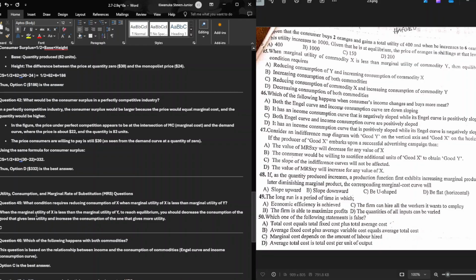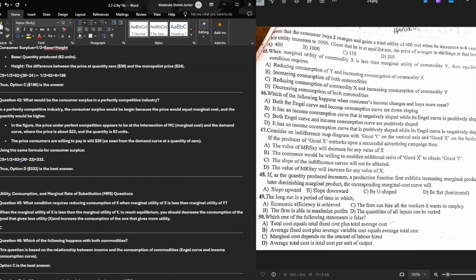When the marginal utility of X is less than the marginal utility of Y, to reach equilibrium, you should decrease the consumption of the good that gives less utility and increase the consumption of the one that gives more utility. Which good gives us less utility? When the marginal utility of a commodity is less, it is X. And increase the consumption of the good that gives more utility.